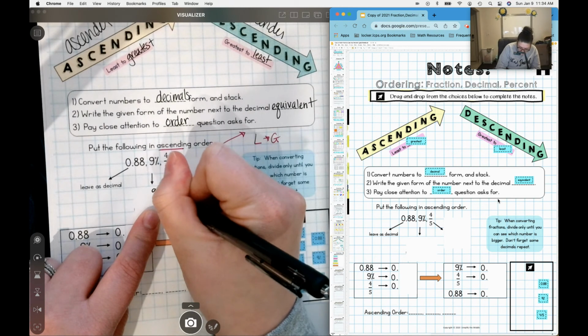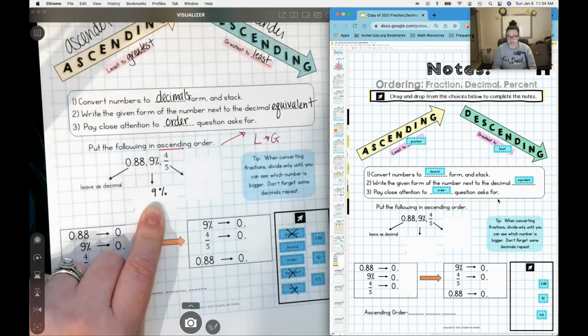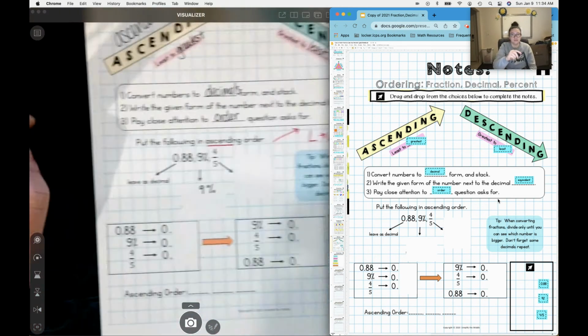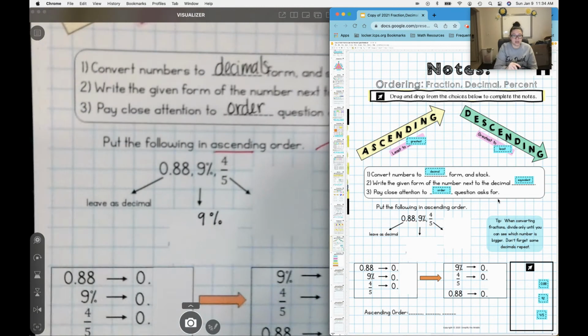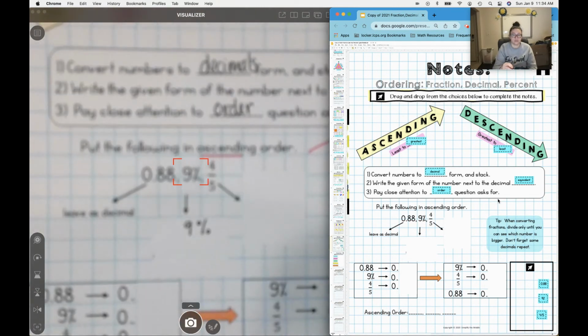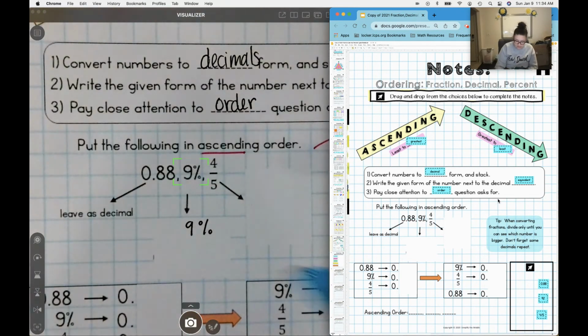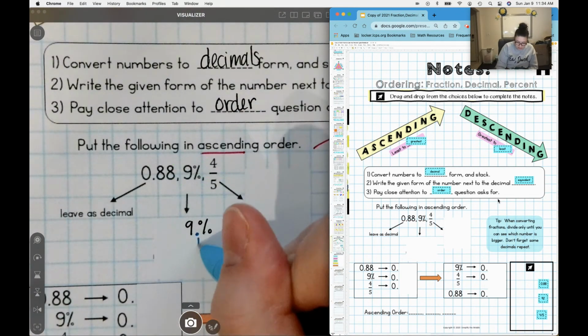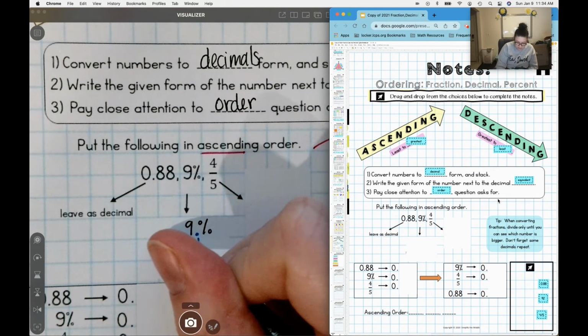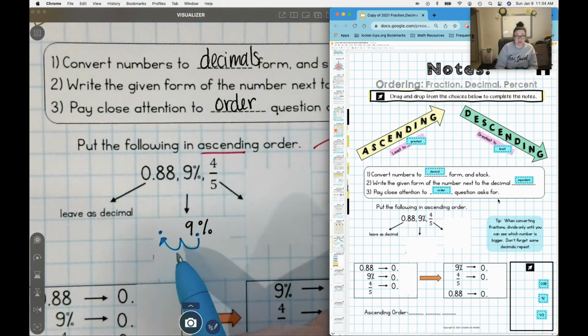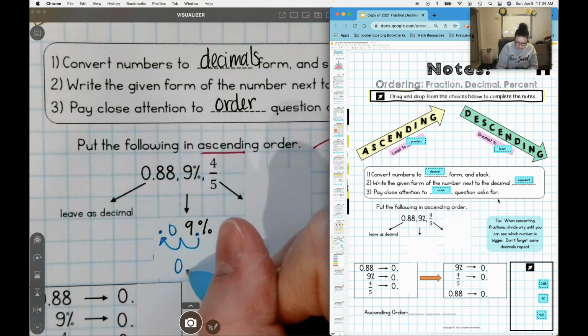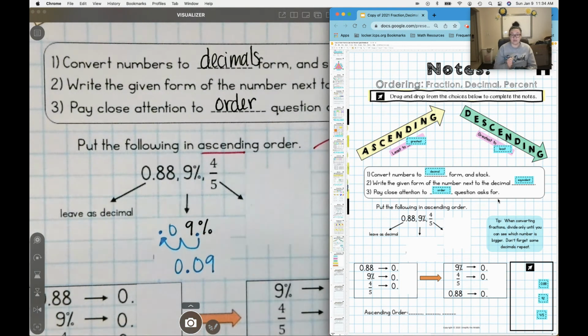9%. How do we turn 9% into a decimal? What does Beyonce tell us to do? Put the decimal at the end and move it to the left, to the left. Fill in that extra jump with a 0. So we get 0.09 for that percent.